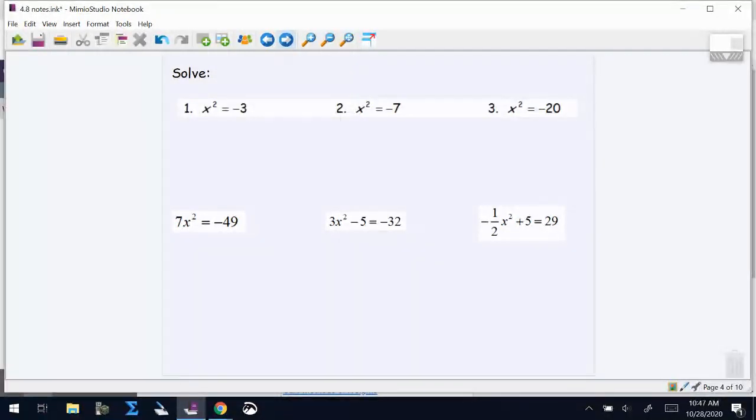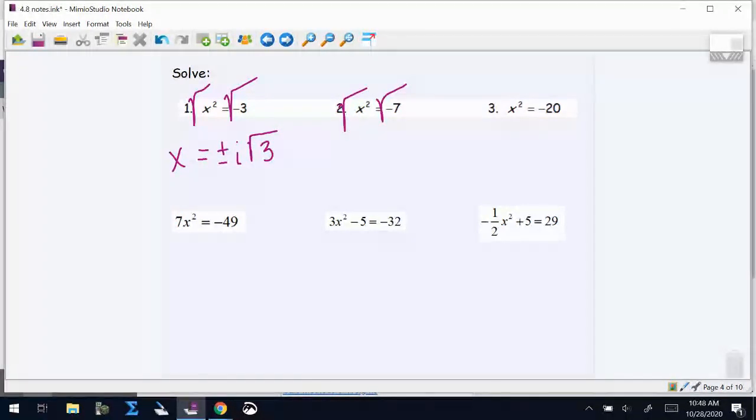The first one, actually the whole first row, is really fast. You take the square root of both sides. When you do that, a couple of things you have to realize. First of all, when you square root both sides, you get a plus or minus. Second, you are square rooting a number that is negative, so you need to include an i. And the last thing is I can't do anything with a 3. It's not a perfect square, and it doesn't have any perfect square factors. So my solutions would be plus or minus i root 3. Same thing for the next one.